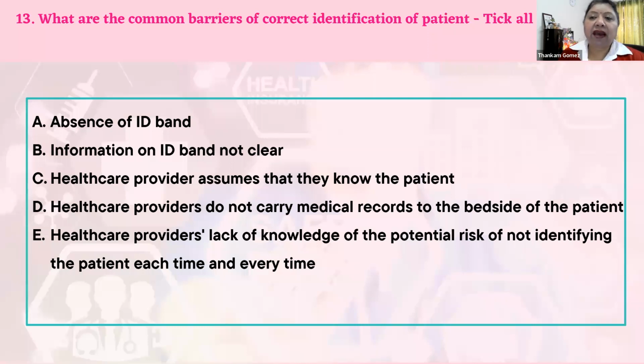If there is no ID band and the healthcare provider does not stop and say there is no ID band, I cannot proceed with the procedure, mistake can happen. You have the ID band, but it is not clear, but you go ahead and do the procedure. Again, it is an unsafe practice. Very common thing. Many nurses will say, I am looking after this patient for last so many days. I know the patient very well. Don't get complacent. It is always better to follow the safe practices.